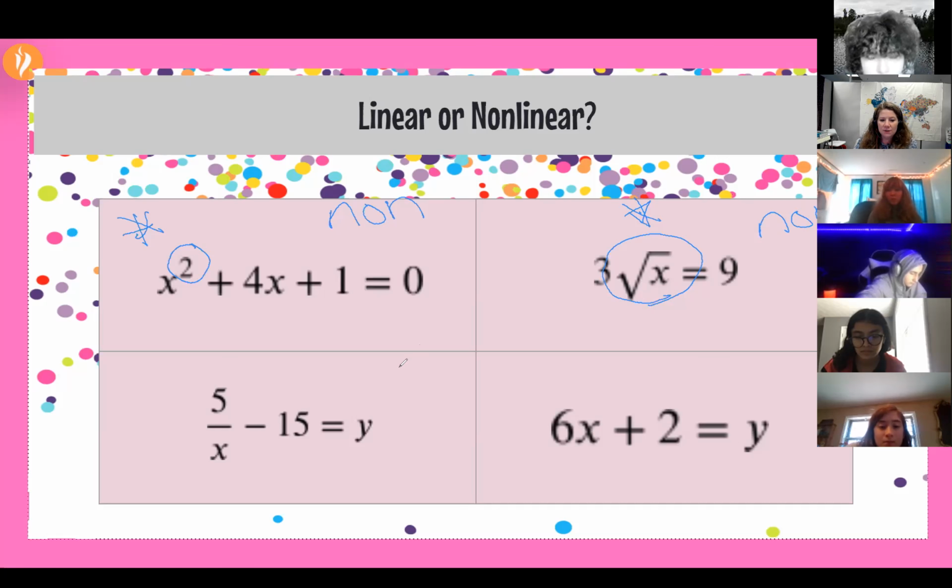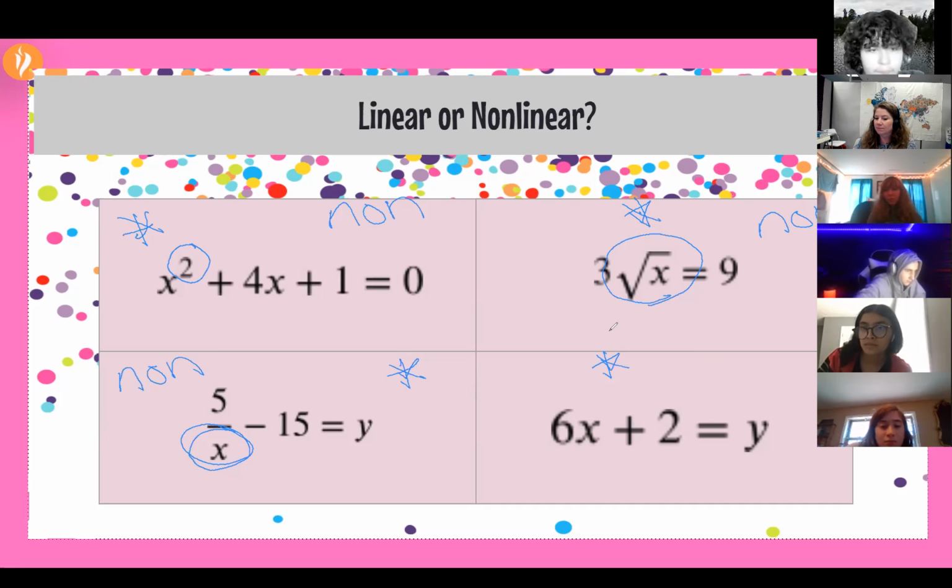All right, what about this one right here? Linear or non-linear? Yep, it's non-linear. Who can tell me why this one's non-linear? Yep, one of the rules is the x cannot be in the denominator. That's one of the rules. Technically, the y could be in the denominator, but we're not going to try to trick you like that. If you ever have an x in the denominator, it's nonlinear. All right, what about the last one?